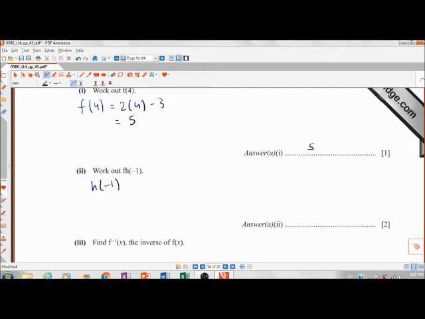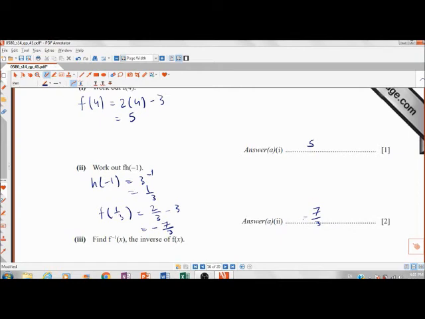So first you do h(-1). That would equal 3 to the power of negative 1, which is 1 over 3. So substitute 1 over 3 in f. f(1/3) would give you 2 over 3 minus 3, which would equal minus 7 over 3. Okay, that's your answer.